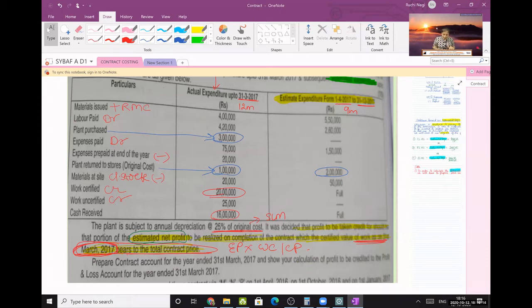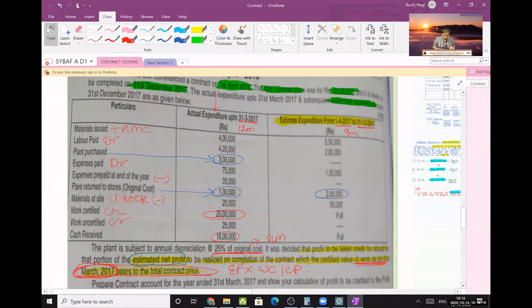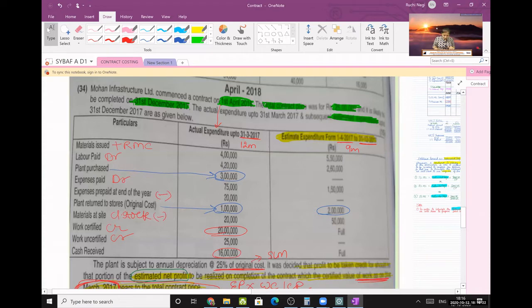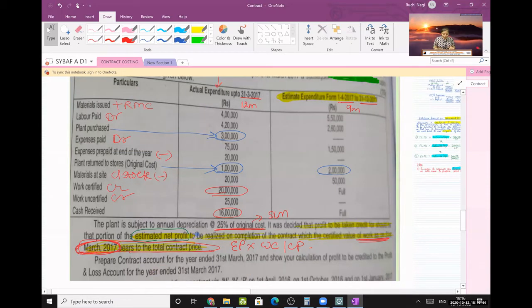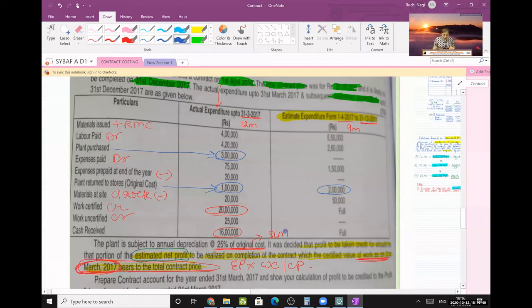The word estimated will be given and with that you will come to know. So this is the probable question. Raw material issued, add to RMC, labor paid debit, plant purchased, expenses paid debit, expenses prepaid I will subtract, plant returned to stores. Material at site means closing stock, work certified, work uncertified, and cash receipt. And they have said plant is subject to 12% depreciation on original cost, meaning straight line method of depreciation.